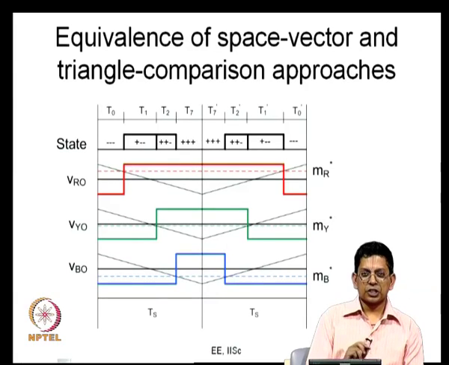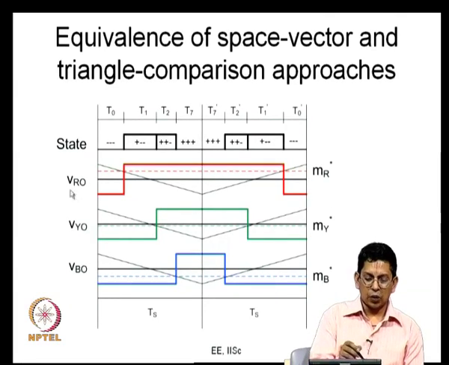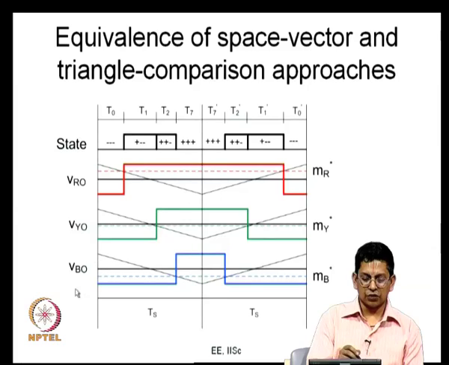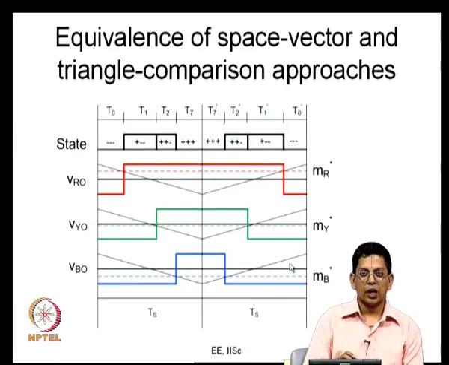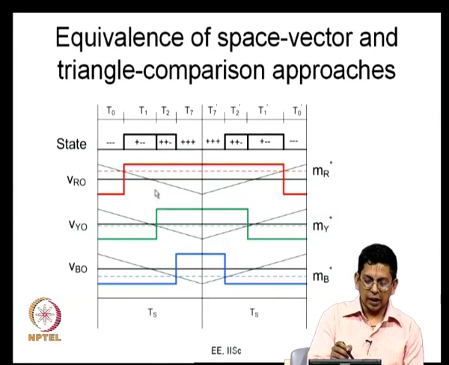So, we emphasized on the equivalence now. Once you have those things, you can consider the average values, VRO average, which is shown here in the red dashed lines, and then you have this green line which stands for the yellow phase here, with some average value very close to 0, and similarly VBO has some average value like this. Now, you can take a scaled version of VRO average and call it MR star, a scaled version of VYO average, MY star, and a scaled version of VBO average, MB star. If you have MR star, MY star and MB star, you can compare them with the triangular carrier as shown here. If you compare these equivalent modulating signals with the triangular carrier, you can get the same switching instance.